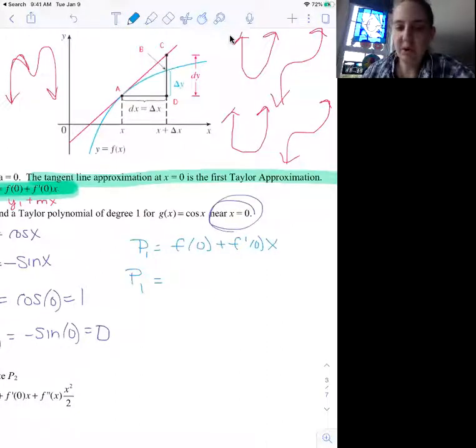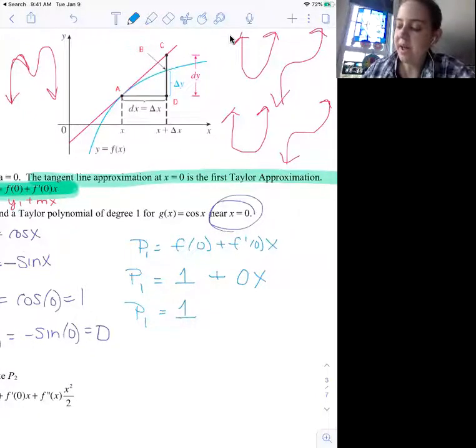So f of 0 we already figured out on the left is a 1. Plus f prime of 0, in this case f is g, g is f, they're the same thing, is the slope, which is 0, times x. So a polynomial of degree 1 is equal to 1. You don't have to include that 0x. This is my solution.